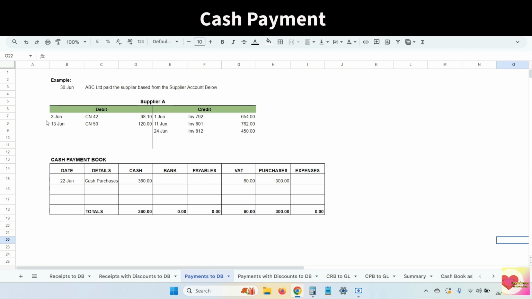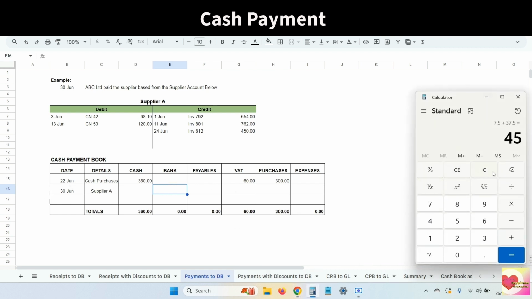In this example, ABC Limited paid Supplier A in full, so we will record that payment to our cash payments book. Let's enter the details like the date and supplier name. And this payment is made via bank transfer, so we will record it to our bank column. So let's calculate the amount. Let's add all the invoices on the credit side.